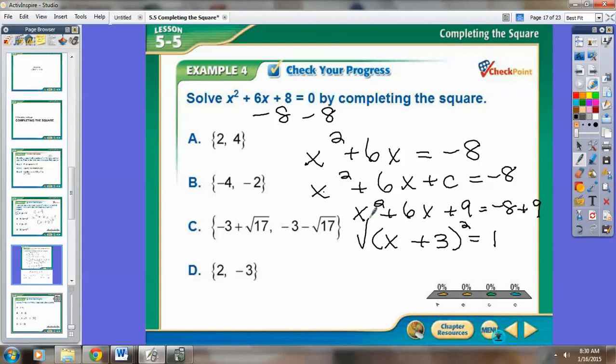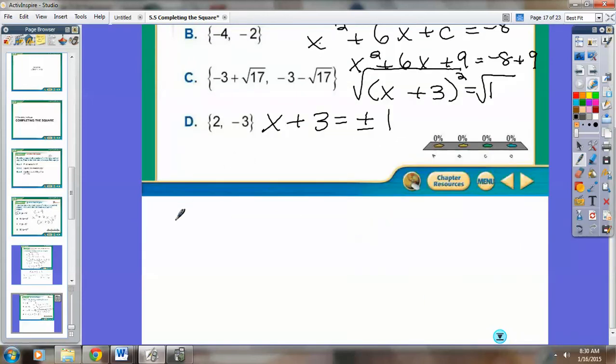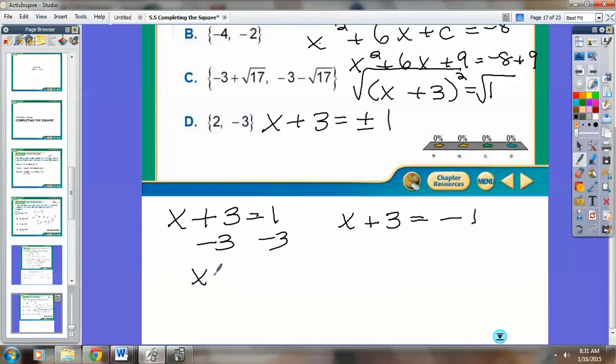We can solve this by taking the square root of both sides. So we have x plus 3 equals plus and minus the square root of 1, which is 1. So let's solve and find our two solutions. We have x plus 3 equals a positive 1, and x plus 3 equals a negative 1. Subtract 3. x is negative 2. Inside I could subtract 3 also. x would be negative 4.